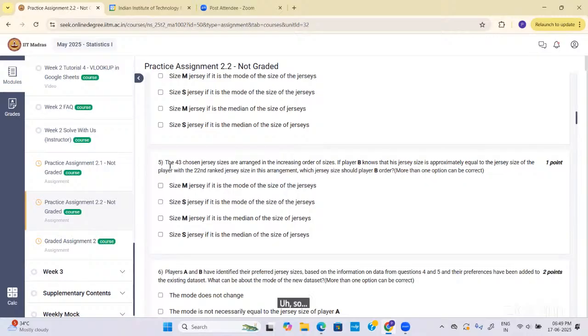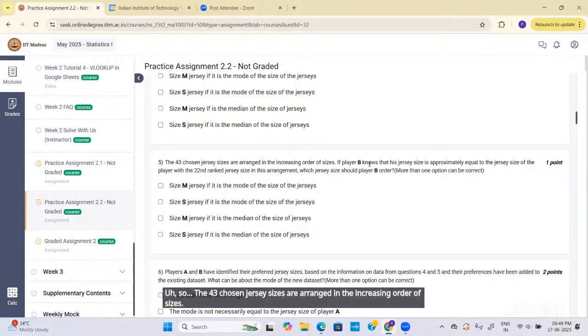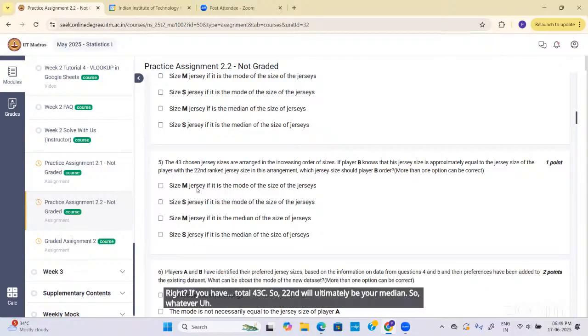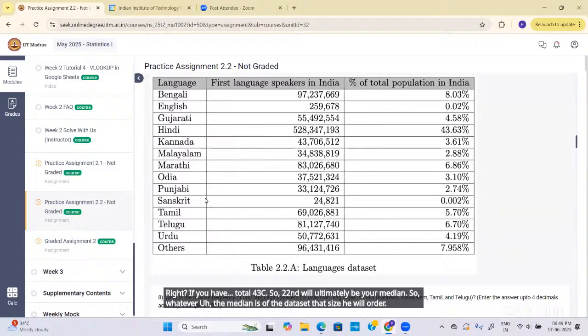So the 43 chosen jersey sizes are arranged in the increasing order of sizes. If player B knows that his jersey size is approximately equal to the jersey size of the player with the 22nd rank jersey size in this arrangement, which jersey size should player B order? So we know that 22nd is actually the median, right? If you have total 43, so 22nd will ultimately be your median. So whatever the median is of the data set, that size he will order. So you can check the answer.